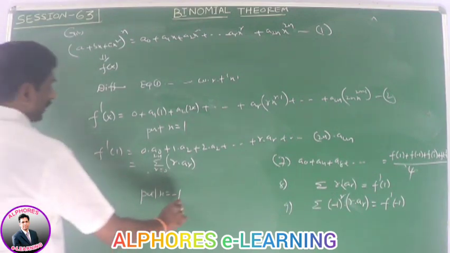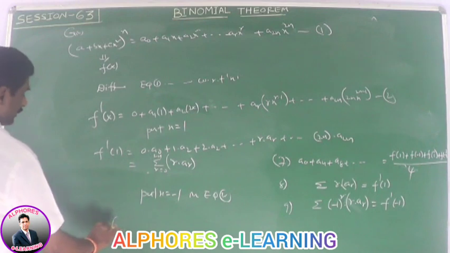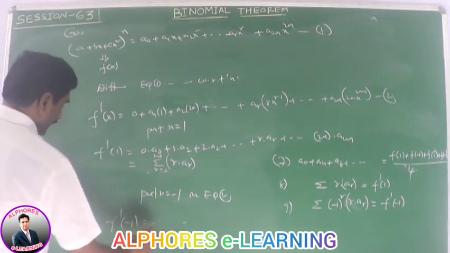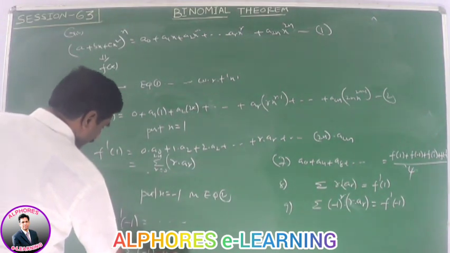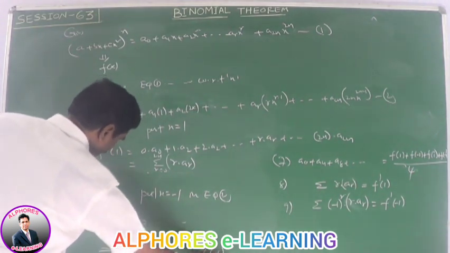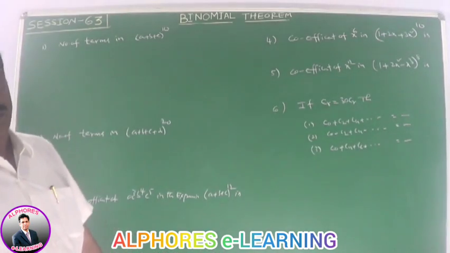Put x is equal to minus 1 in equation 2. We get f dash minus 1 is equal to, please write this value, sigma of minus 1 whole power r minus 1 into r into ar is equal to f dash minus 1. Please note those values. Next, write some examples.